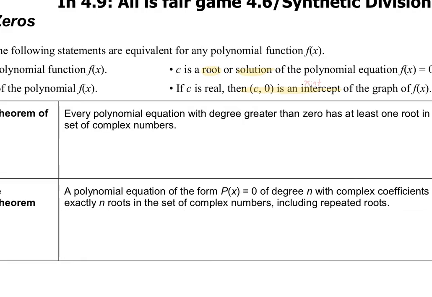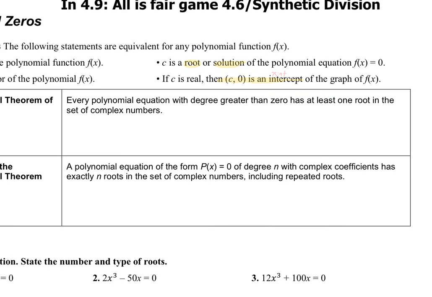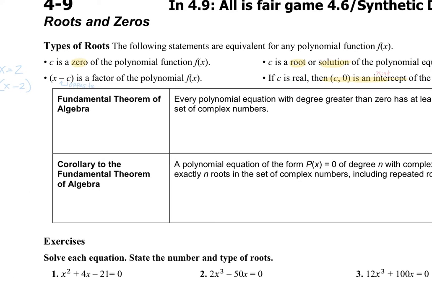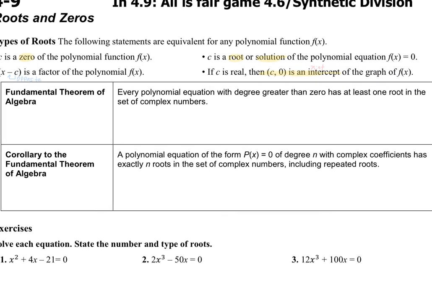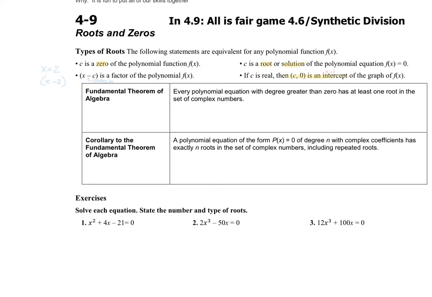Every polynomial equation with degree greater than 0 has at least one root in the set of complex numbers. I'll give you guys some strange news. The fundamental theorem of algebra, pretty lame. It's basically saying, hey, polynomials, so x with any power 1 or greater, are going to have at least one x-intercept. Could be imaginary, could be real. So nothing too fancy there.